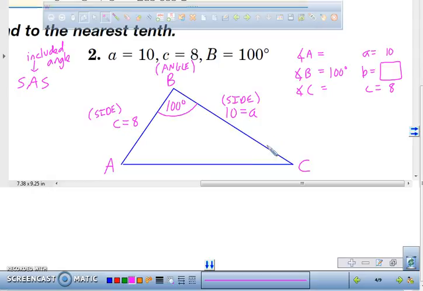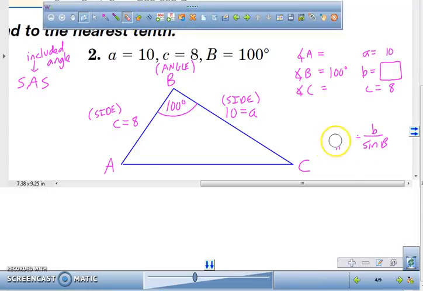You cannot use the law of sines for this triangle. The reason why you can't use the law of sines is you've got to have a side and its angle to start out. Remember the law of sines is what? A over sine of A equals B over sine of B, which equals C over sine of C. But what do you have to have? You've got to have a side and its angle going across. So we don't have that for this one, so that's why we have to use the law of cosines.